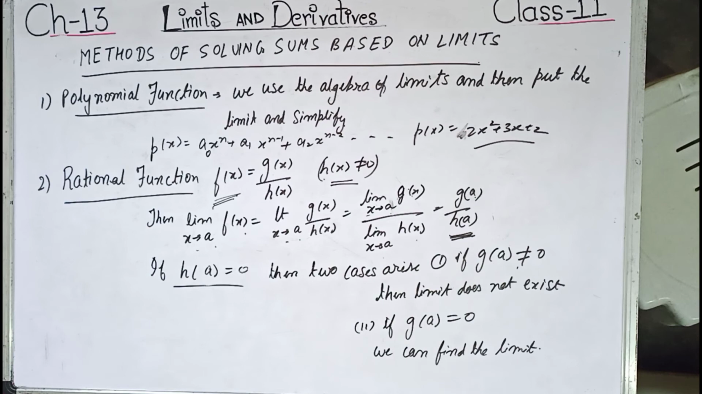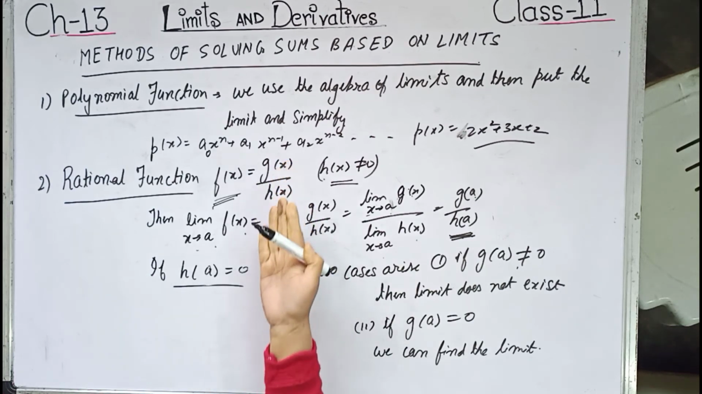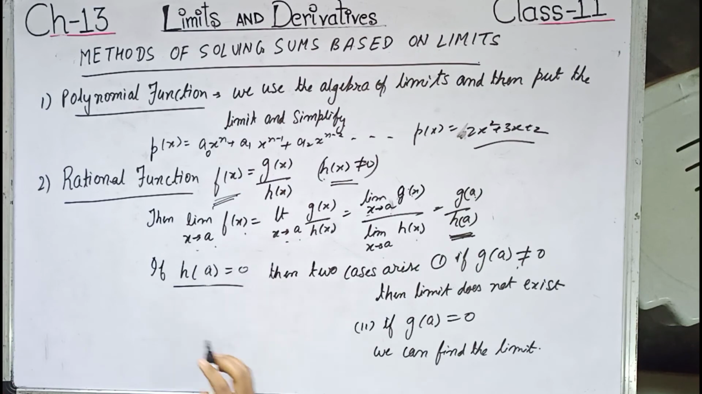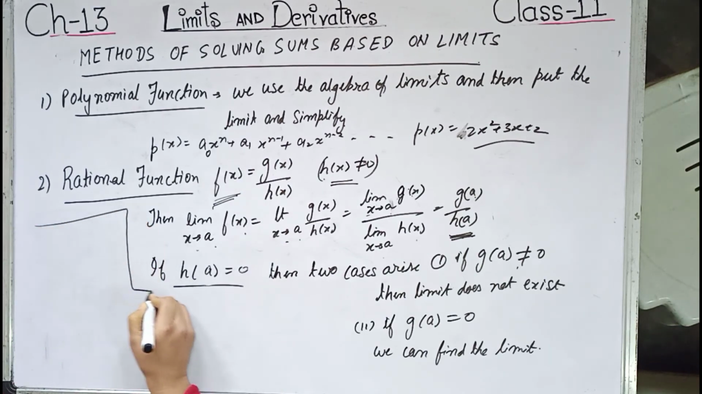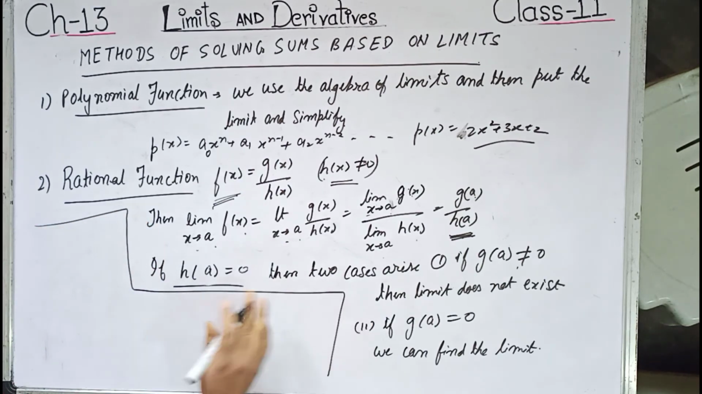Now the method of solving the rational function: as we know the rational function is in the form of h(x) by g(x) or f(x) by g(x). Then the methods of solving the rational function are, okay, let me rub this out and then I'll be writing.